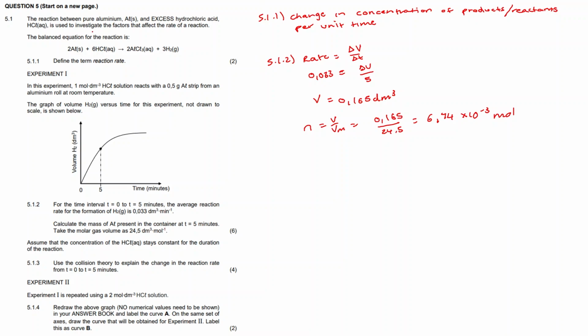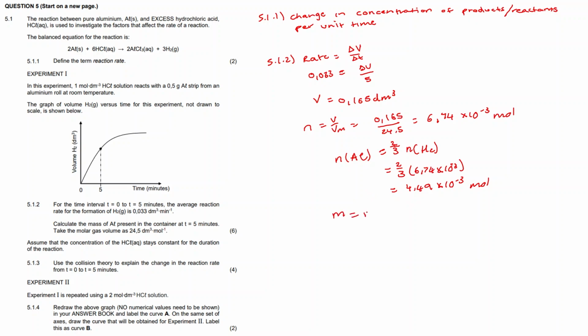We then look at our formula and figure out the mole ratio between H2 and Al. So for every 2 moles of Al, we have 3 moles of H2. So we can say that the moles of Al is equal to 2 over 3 moles of H2. We then take 2 over 3 and we multiply it by the moles that we have just calculated. And when we plug all of that into the calculator, we should get 4.49 times 10 to the negative 3 moles.